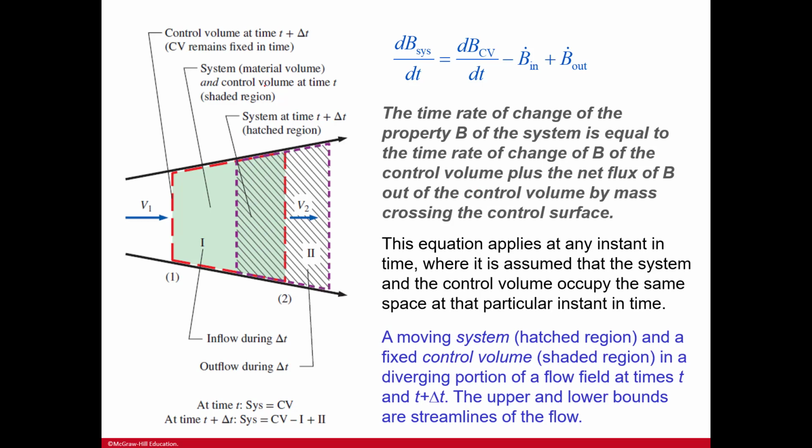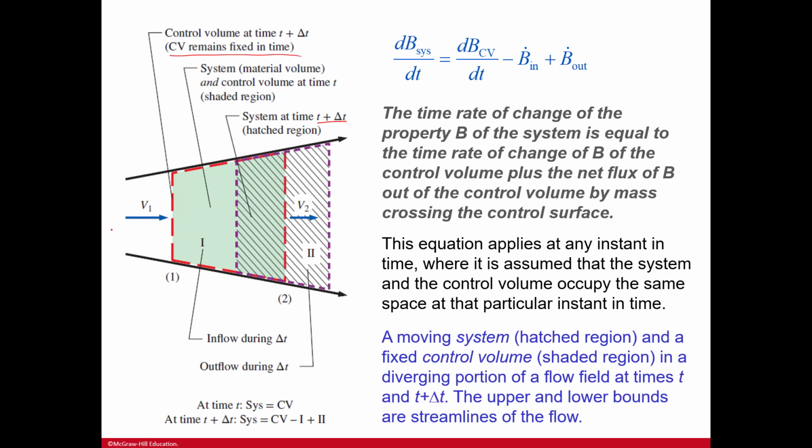So here we have in red this control volume. It remains fixed. That's what we're looking at, right? That's our control volume. And then the system at time t plus the change in t, and then the system, which is the material volume and control volume at the same time. So that's that green region. It's all shaded. And then you see the inflow and the outflow.